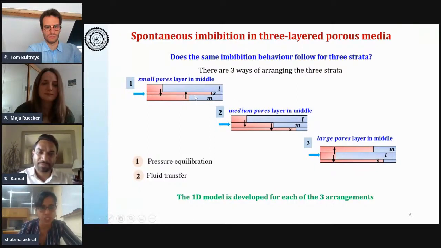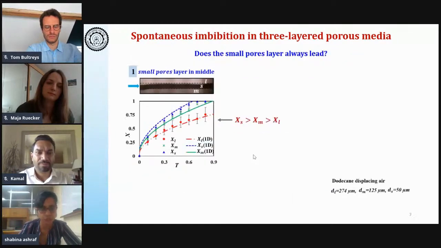So this is case 1, where the small pores are in the middle layer, and this is case 2, where the medium pores are the middle layer, and this is case 3, where the large pores constitute the middle layer. And for each of these three cases, by using the inferences from the volume of fluid simulations, we made three one-dimension models, one for each of these cases separately. We also wanted to see what happens when we perform experiments on layered porous medium.